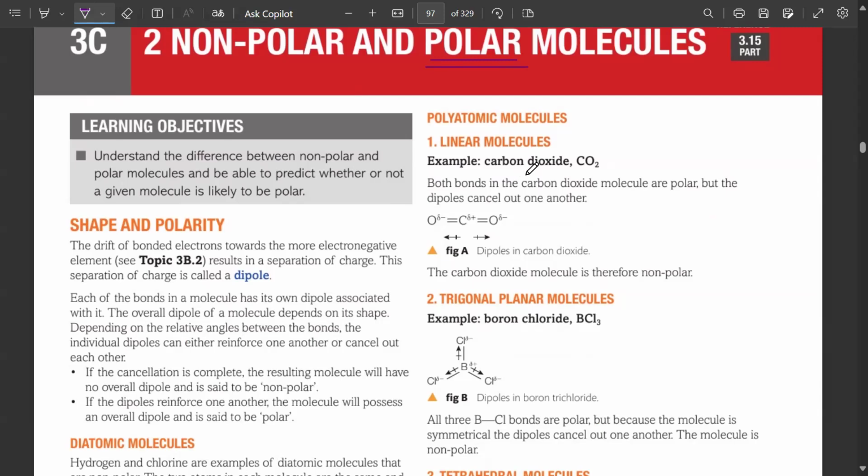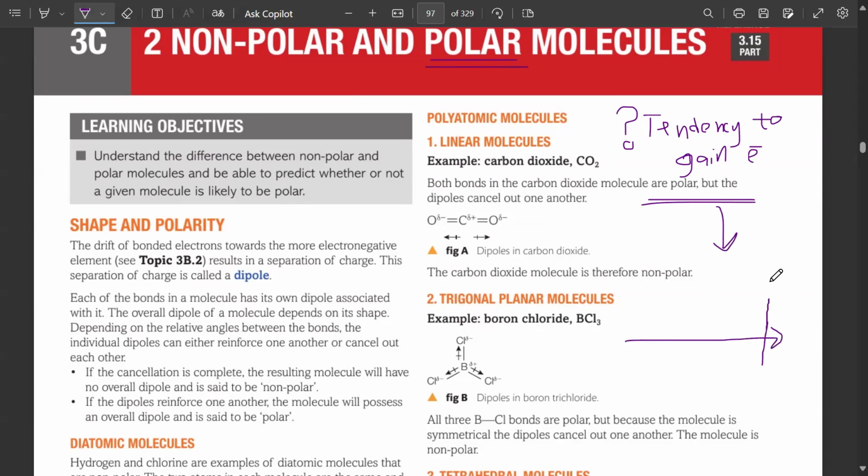Electronegativity. What is the meaning of electronegativity? Electronegativity is the tendency to gain electrons. This tendency increases as you go to the right of the periodic table and as you go up the periodic table. That means fluorine would be the most electronegative atom. And the one which is more electronegative always gets a partial negative charge, and the other a partial positive charge.